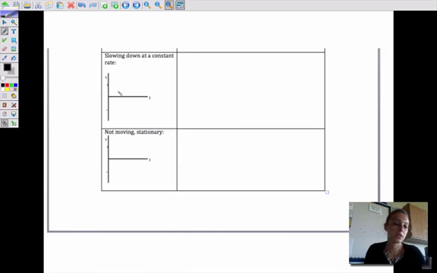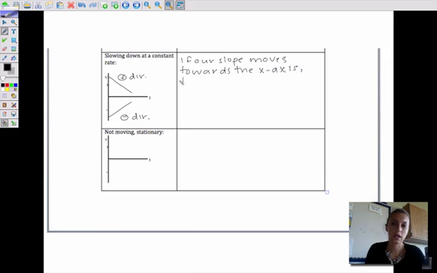Now, slowing down is just like speeding up, but backwards. It's flipped. It's kind of like the mirror image. So if we're slowing down in the positive direction, our graph would look like this. If we're slowing down in the negative direction, our graph would look like this. So if our slope moves toward the x-axis, the object is slowing down.